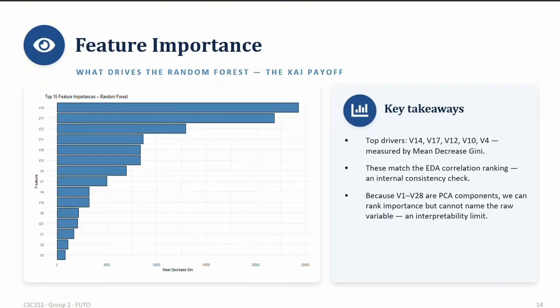Another very interesting result was the feature importance. The random forest identified V14, V17, V12, and V10 as the most important variables. These are almost the same variables that appeared during our correlation analysis. Seeing two different methods produce similar results gives us greater confidence in our model.